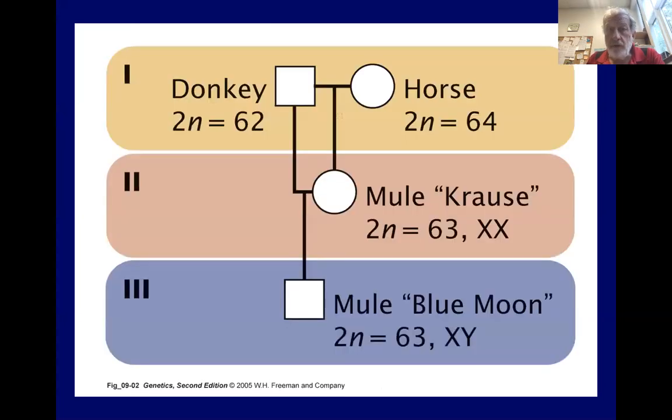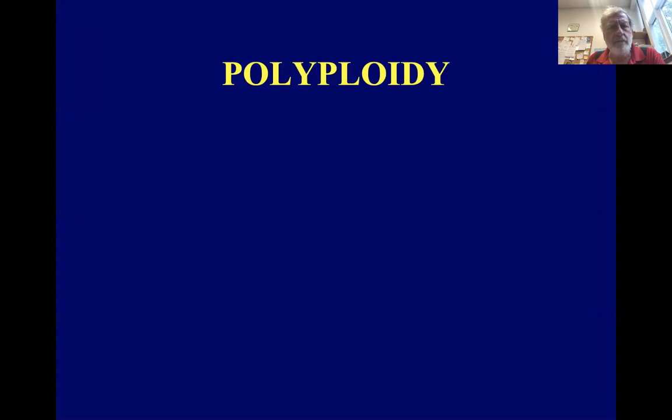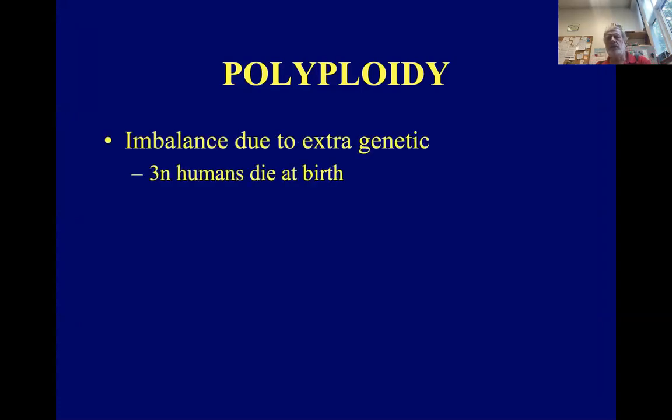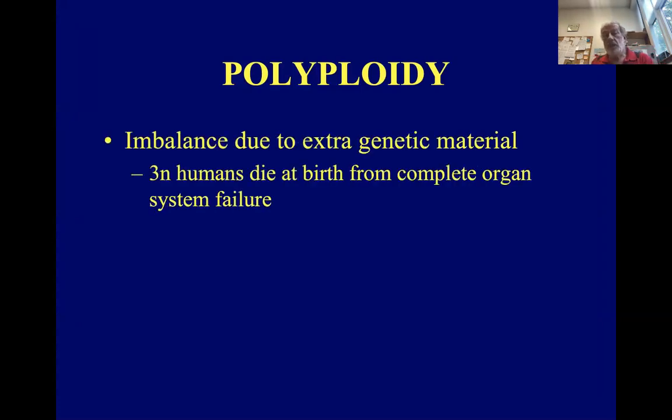And here's a little pedigree showing that there was a mule named Kraus who actually was able to produce a fertile egg, and that was fertilized by her father, a donkey, to yield Blue Moon, which was a male mule. So once in a while, a mule can have a baby, but it's rare. On to polyploidy, which is extra sets of chromosomes. So a lot of organisms can't handle that.